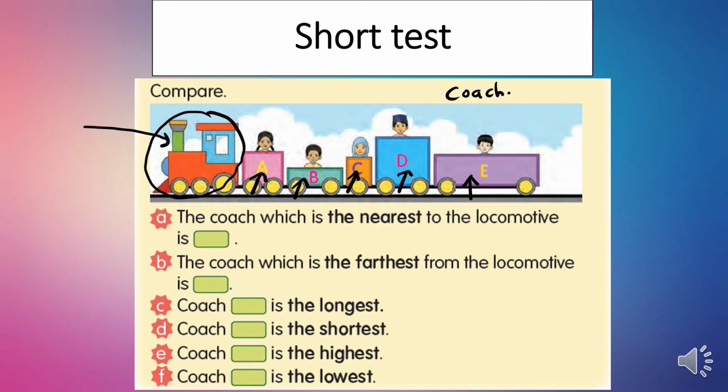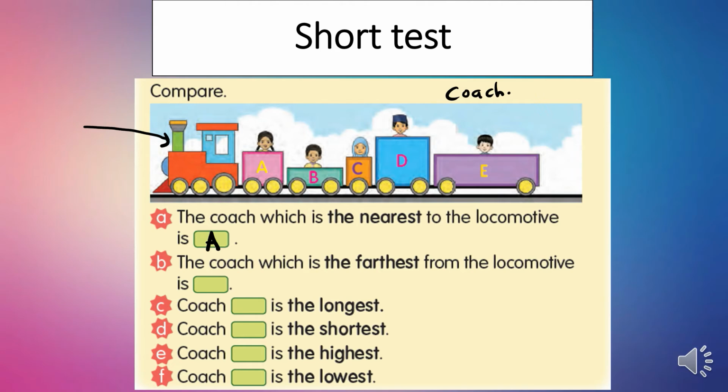Okay, the first question, they ask us to state the coach which is the nearest to the locomotives. Is it coach A or B or C or D or E? Very good. The nearest coach to the locomotive is coach A.